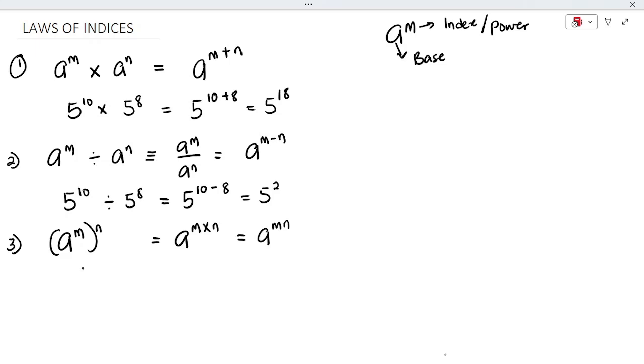So again, an example, trying to work with 5, 10, and 8 here. You have 5 raised to the power 10, bracket raised to the power 8. So what do you do? Open your bracket, use the power inside to multiply the power outside. You have 5 raised to the power 10 times 8, which equals 5 raised to the power 80.